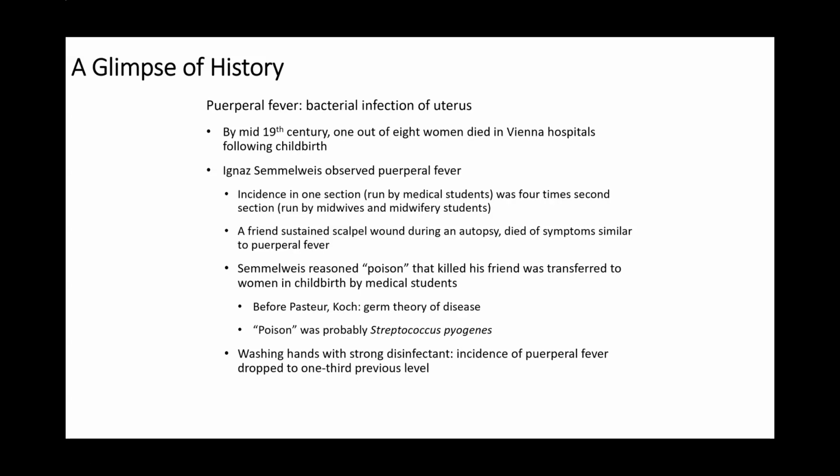So, in this chapter, we're going to be talking about epidemiology. And your textbook talks about a disease known as puerperal fever, which is a disease of the uterus, typically associated with either giving birth or having a D&C. And it was very common in women in the 19th century. So in the mid 19th century, 1 out of 8 women died in Vienna due to childbirth.